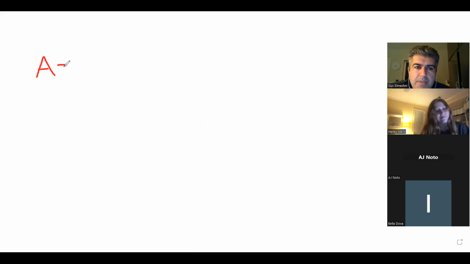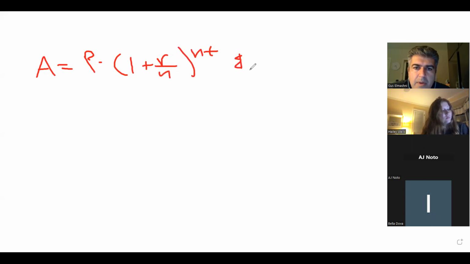Let me put the formulas down because these will be applicable to the next 2 word problems we'll do. So P times 1 plus R over N raised to the NT power. And then here's another one.